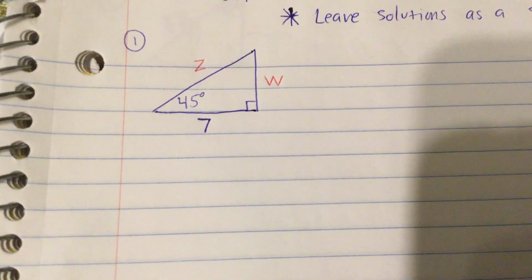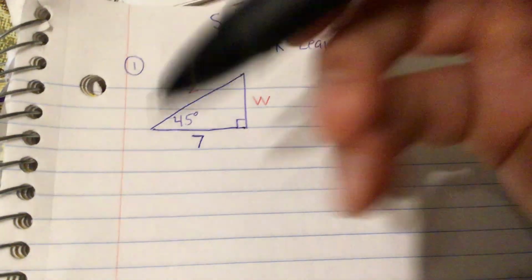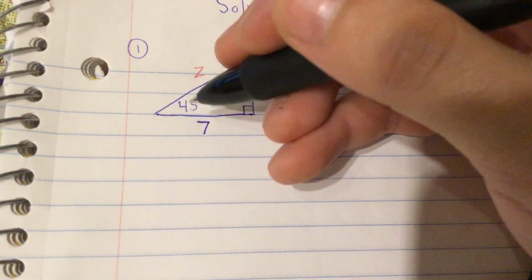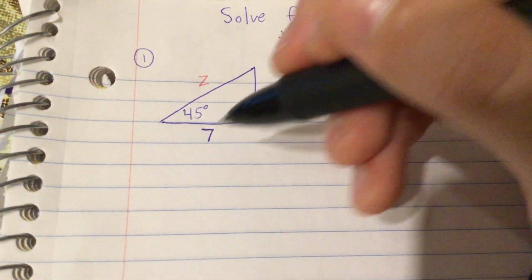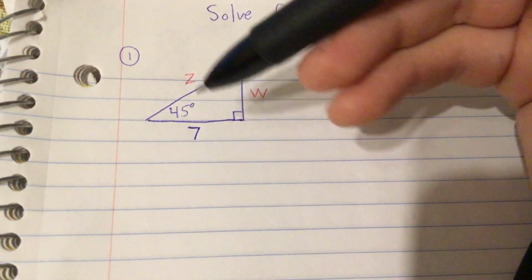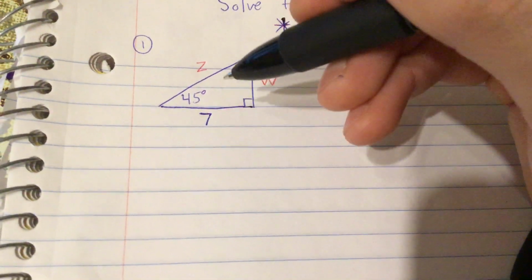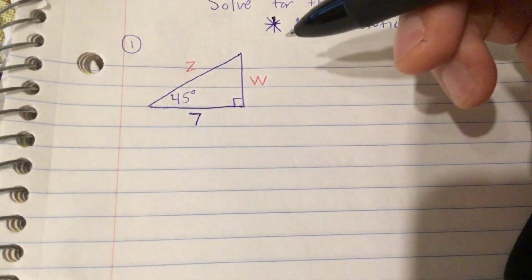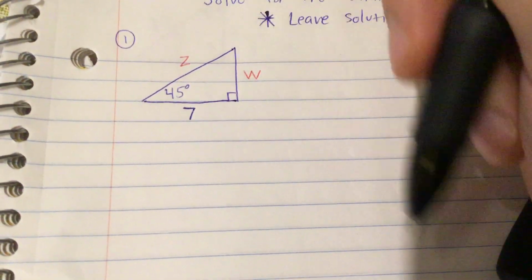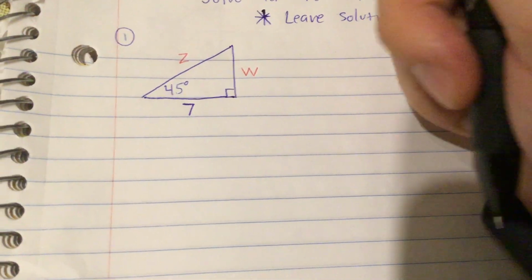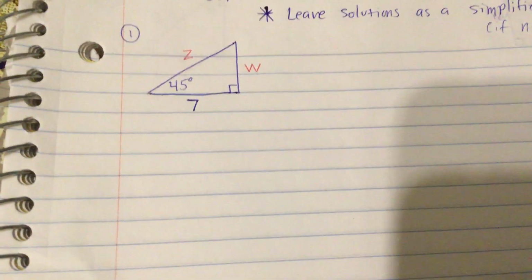So, this is the most accurate that it will be on the test. It'll be a 90-degree angle. It'll be one angle, usually 45, 60, or 30. And I'm going to give you one of the side lengths, and you're going to solve for the other two sides. So we know side length 7. We don't know side length W or Z, but what kind of triangle is this? 30, 60, 90 or 45, 45, 90?